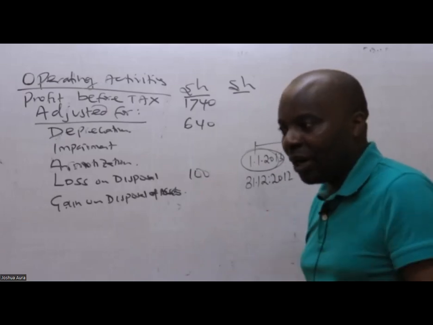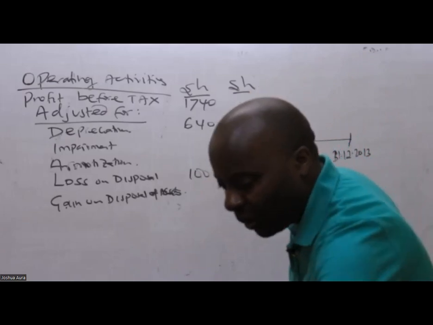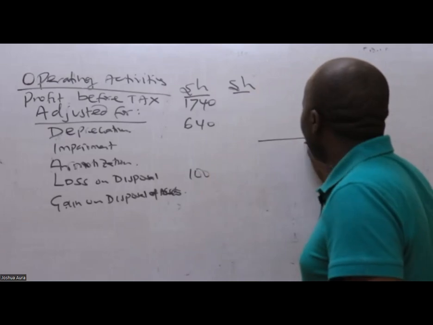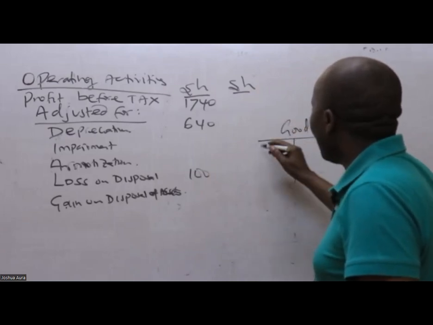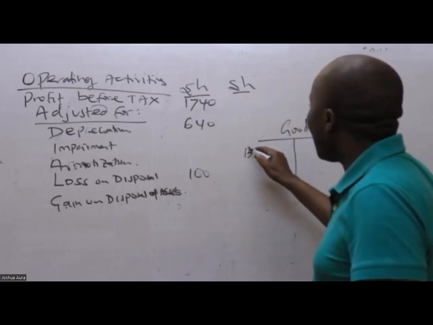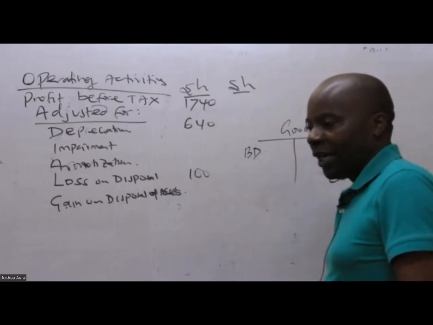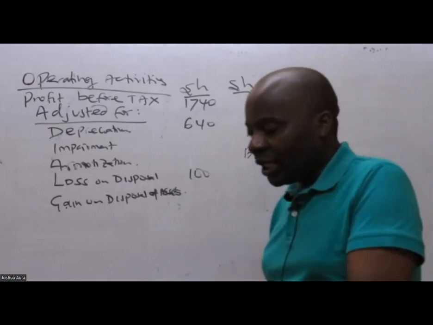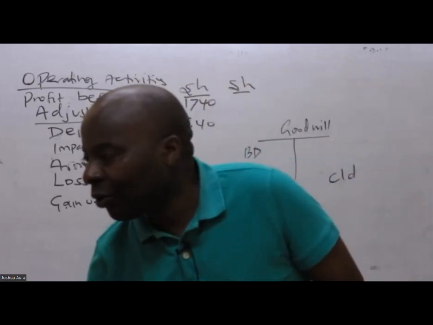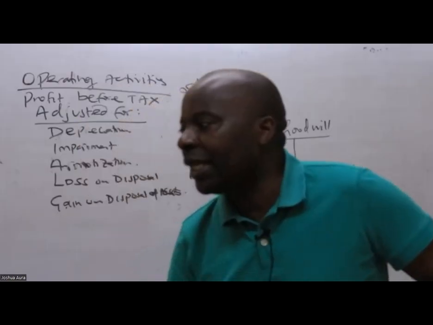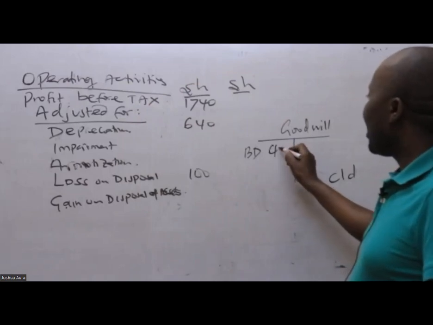So if I'm to do this goodwill statement as an account, I'll have here balance brought down and balance carried down. Brought down, of course, is the 2012 one. Carried down is the 2013 one. So what do we have for goodwill? 2012 brought down is 400, and 2013 is 360.